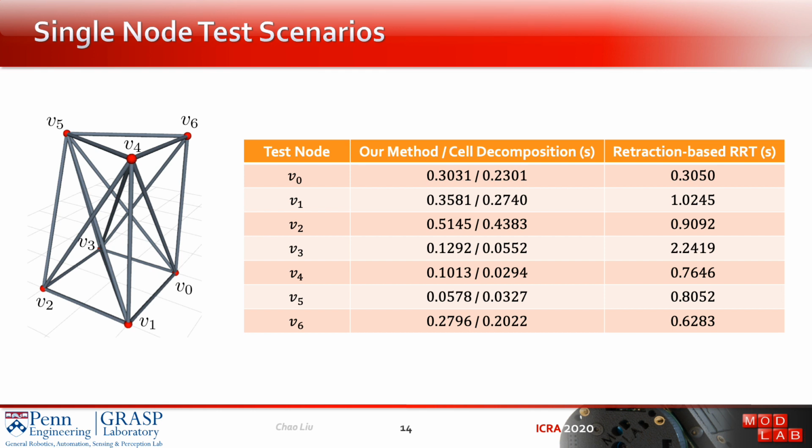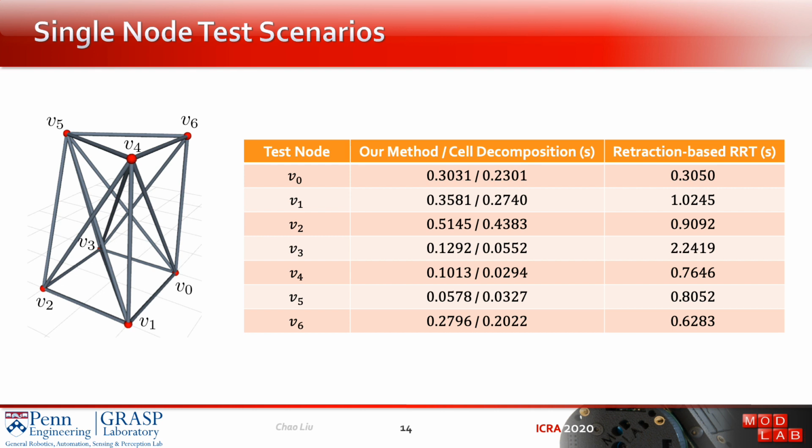We did some comparison with retraction-based RRT, which is designed for a variable topology truss planning problem. All our tests are running on a computer with the 8th generation i7 processor. We randomly pick a goal location for every node and compare the performance. Our method can solve the problem faster and the performance is guaranteed because it's deterministic.